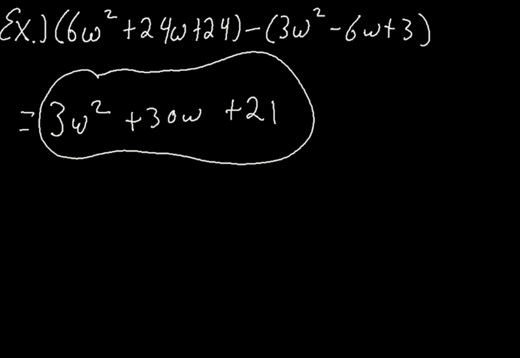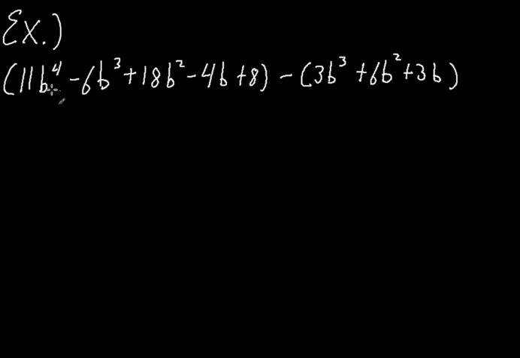All right. Next, similar problem: 11b to the fourth minus 6b cubed plus 18b squared minus 4b plus 8, minus the group 3b cubed plus 6b squared plus 3b. Let's see if we can do this. I can only combine like terms. First I have 11b to the fourth, and there isn't another one, so I will just bring that down.